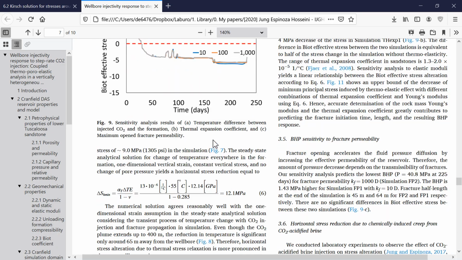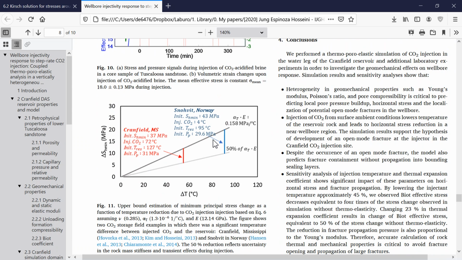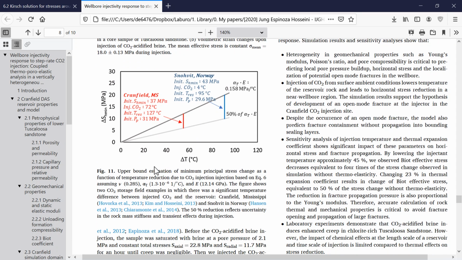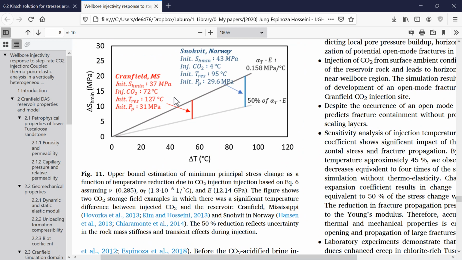Here we have a sensitivity study, but I like this plot as well, where for typical parameters also we predict the influence of the thermal stress change due to the change of temperature. And for this particular case, we had a change of temperature of about 50 degrees. And 50 degrees, it's a quite considerable change of temperature. And we expect a change of stress in the order of 5 to 10 megapascals. Remember, 10 megapascal is about 1500 psi.